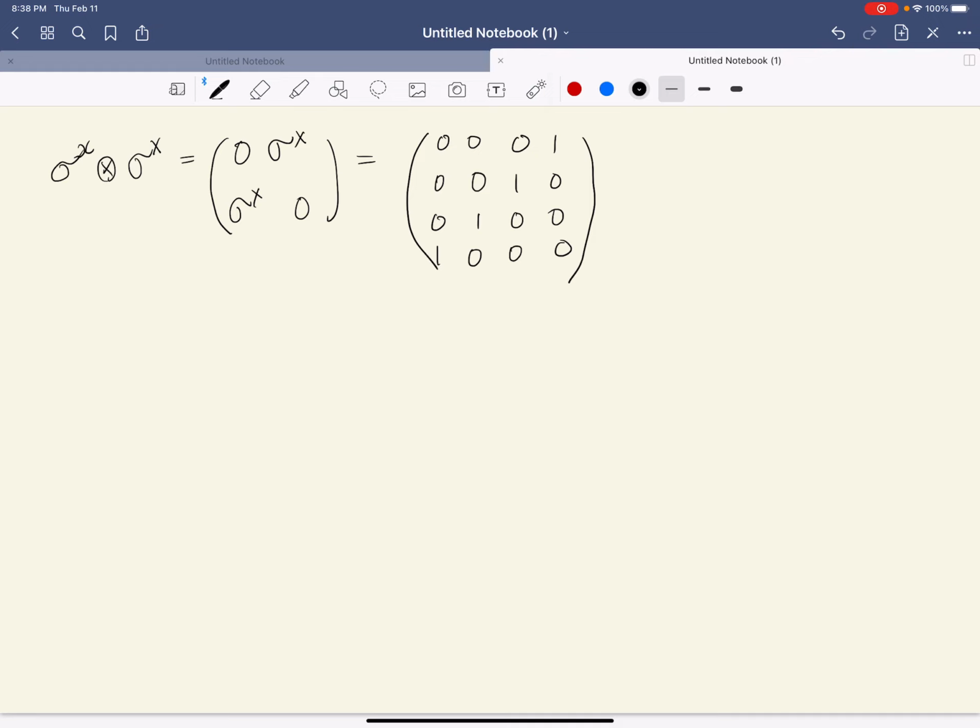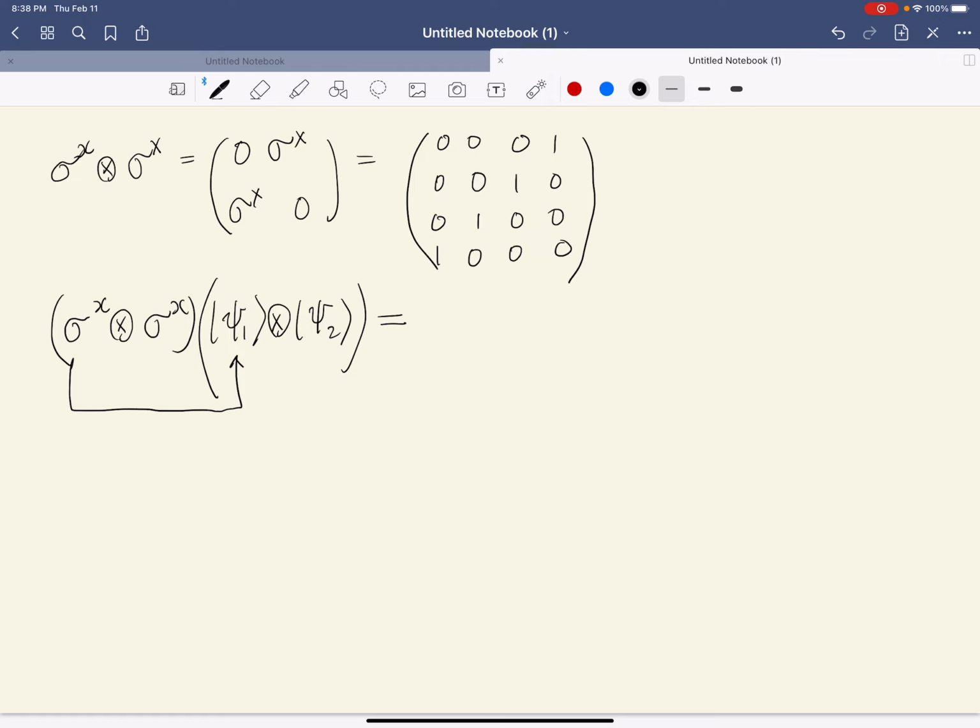And here's another rule. When you act with this tensor product of operators on a product state, psi 1, psi 2, the rule is to have the first matrix act on the first state and the second matrix act on the second state, which results in sigma x acting on psi 1 for the first qubit and sigma x acting on psi 2 for the second qubit being joined together in a product state fashion like that.